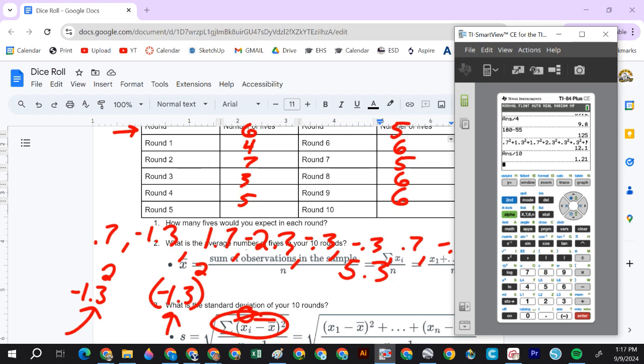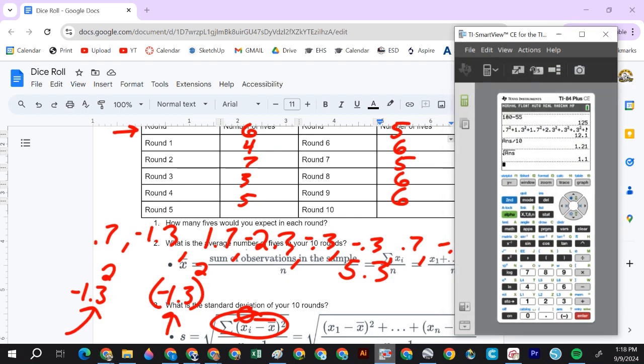Well, I need to undo all of those squareds that I just did. I squared everything to get rid of the negatives, and then I took the average, and I want the average distance from the average, but I have squared all of the terms initially, so I need to take the square root of the answer, and I get a standard deviation of 1.1.